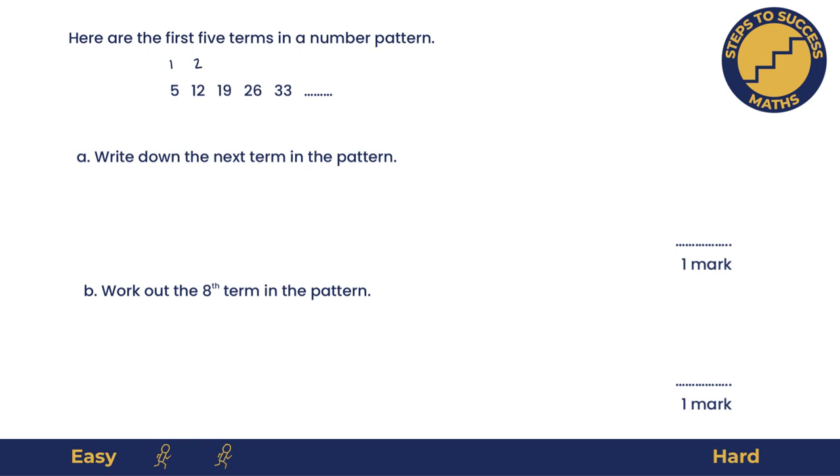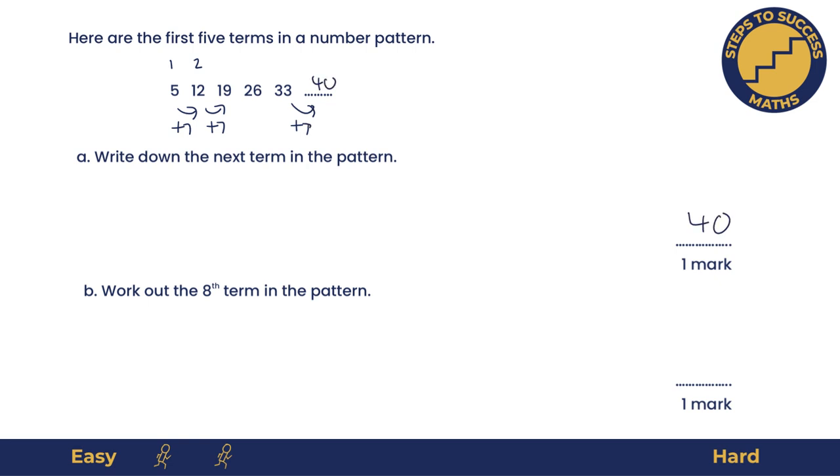So we need to look at what's happening. Between 5 and 12, it goes up by 7. And it goes up by 7 on each of these. And you need to check it works for each one. So if we add 7 to the last one, we're going to get 40. The next term is 40.